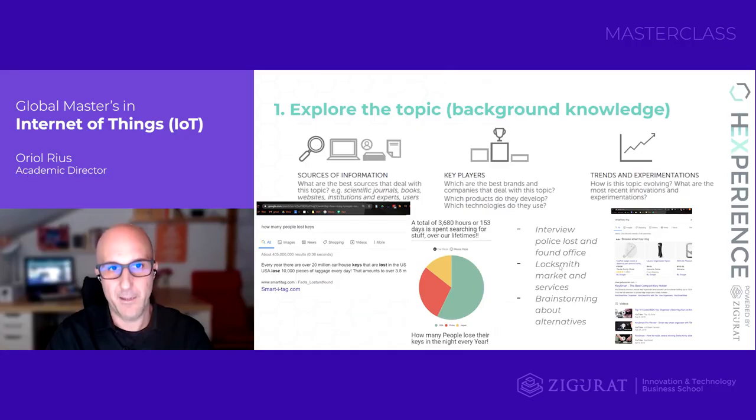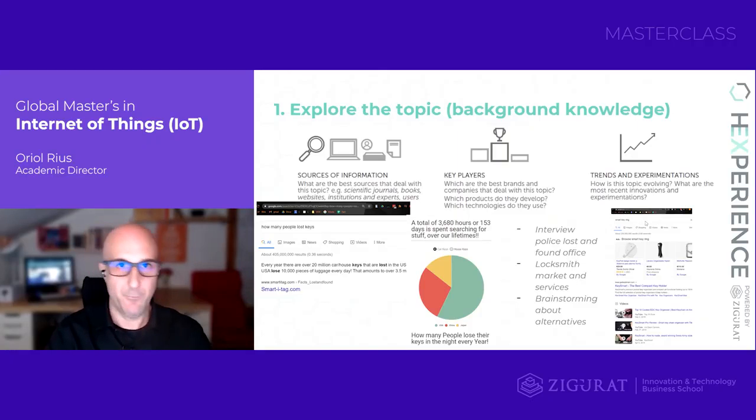Secondly, about the players, maybe we can go out and interview the police lost and found office, or maybe we can go to the market for locksmith market and services and try to understand what they do for helping people who lost keys. And there are many more brainstorming alternatives that you can use.